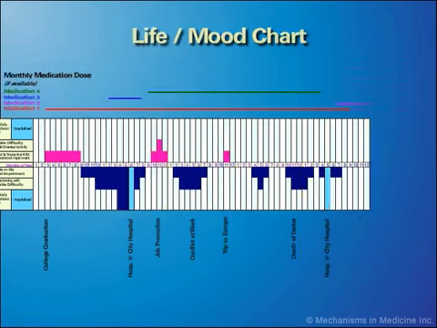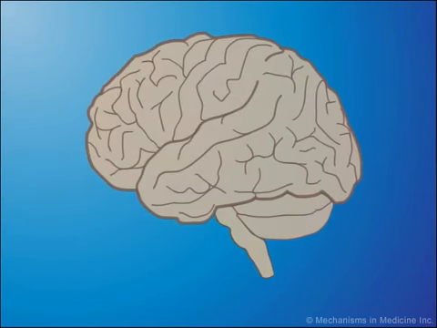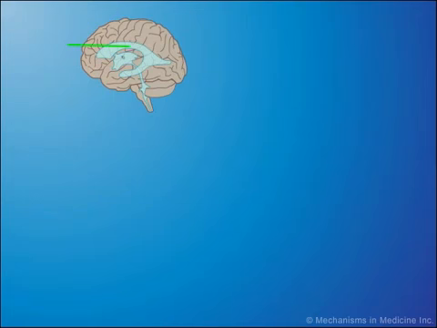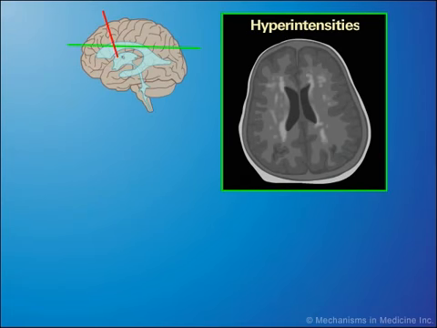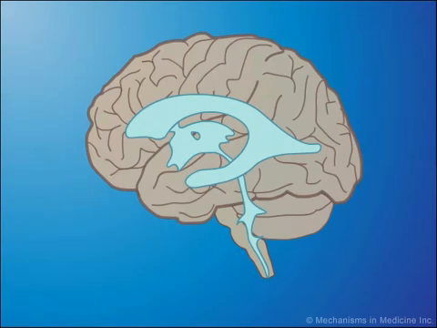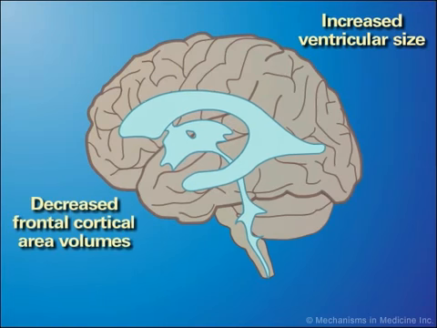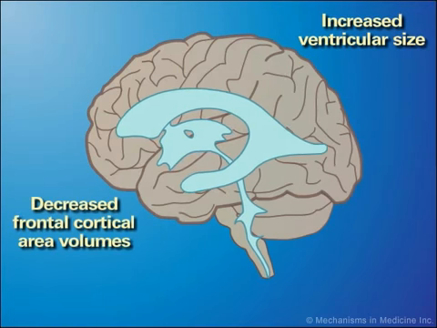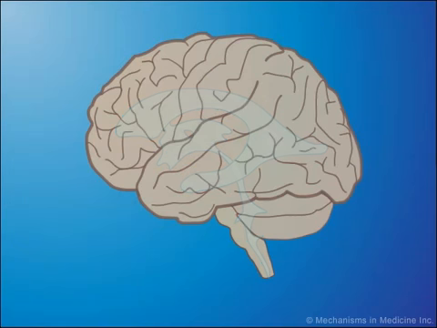as the person ages. Several morphometric differences have been observed in the brains of bipolar disorder patients relative to healthy subjects. White matter hyperintensities and reduction in gray matter volume, identified with MRI, have been described in patients with BPD. Increased ventricular size and decreased frontal cortical area volumes may also be observed in BPD patients.